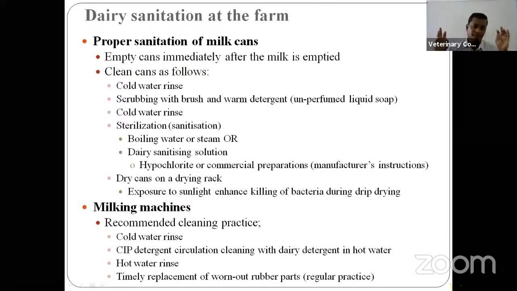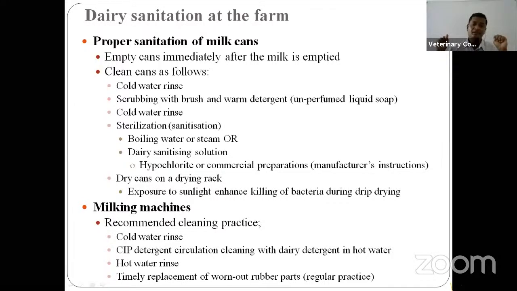Many times there are certain dairies where boiling water or steam is not possible. Then you can go for chemical sanitizing agents. You can use hypochlorite; what concentration and all, we'll study subsequently. Or there are many dairy sanitizers available that have been approved as food grade, because some residues may remain. You cannot use phenolic types of sanitizers here, because the phenolic residues may stay. You cannot use formalin here, because the residue may stay. That's why there are certain food grade dairy sanitizers available for the sanitization of the equipment. They can be purchased and must be used as per the manufacturer's instructions. The last process, which many times farmers forget, is to dry the can.